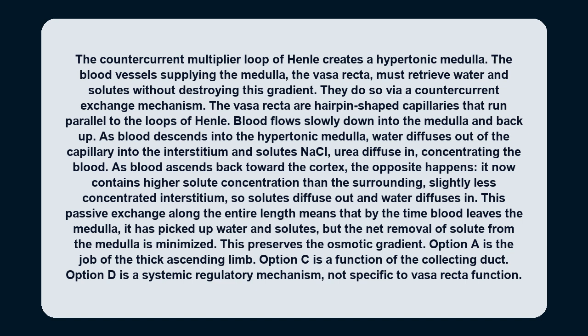Option A is the job of the thick ascending limb. Option C is a function of the collecting duct. Option D is a systemic regulatory mechanism, not specific to vasa recta function.